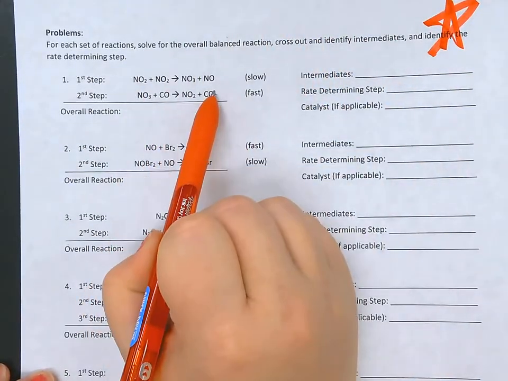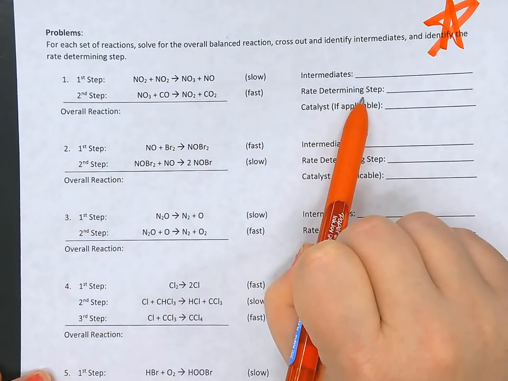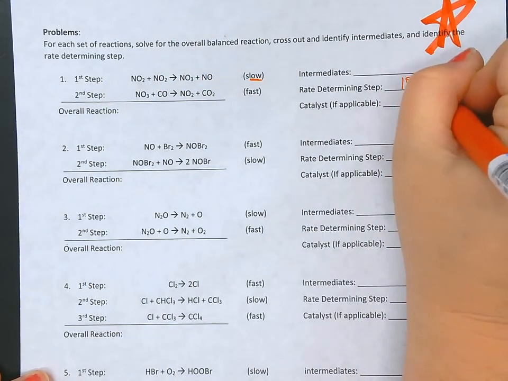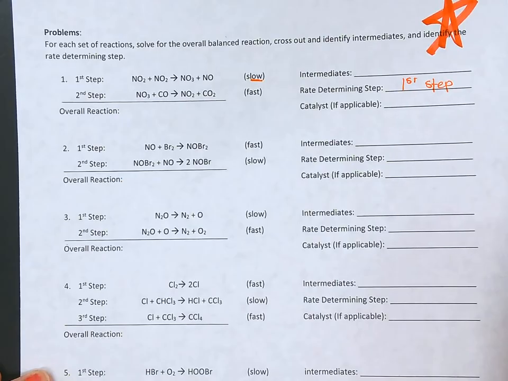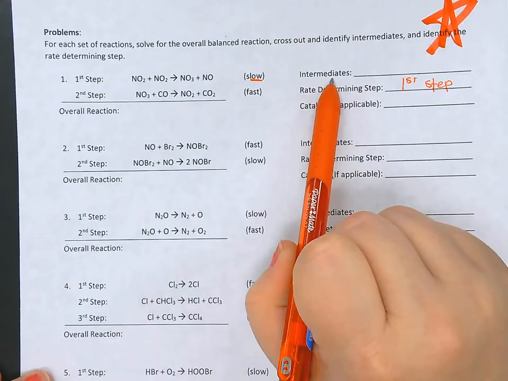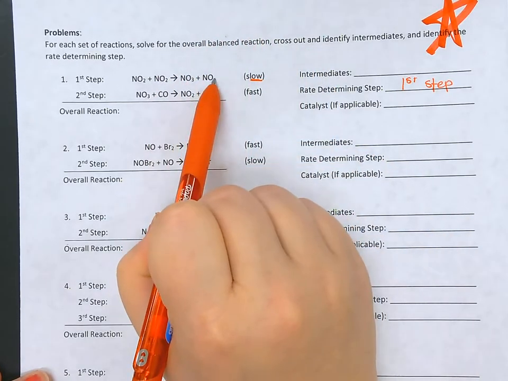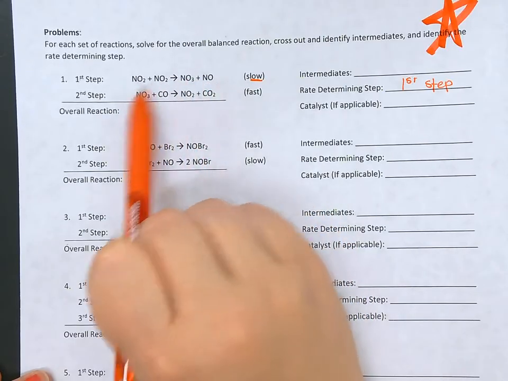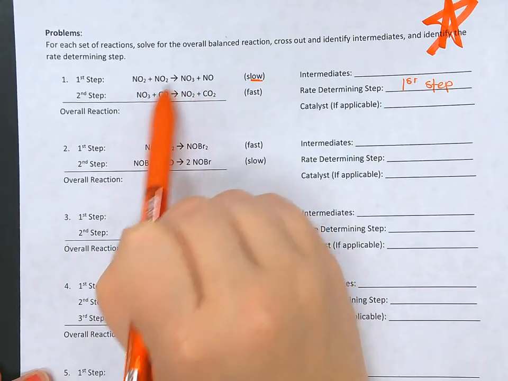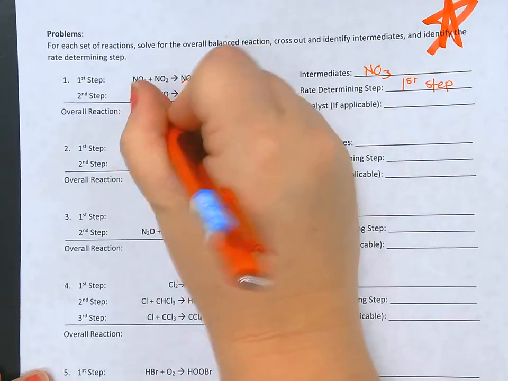So when we look at this reaction, the first thing I like to find is my rate determining step. That's identified by the slow step. So my first step is the rate determining step. And then I want to find any intermediates I might have. So I'm going to start by looking on the right side of the first reaction, my products, and then seeing if any of those chemicals repeat as reactants in a later step. We can see that the NO3 repeats, so that's my intermediate. That will cancel.